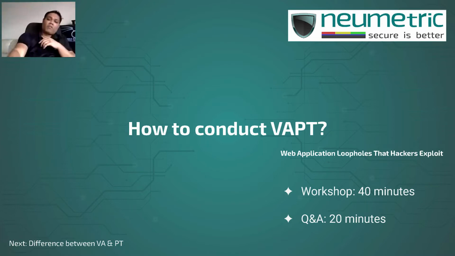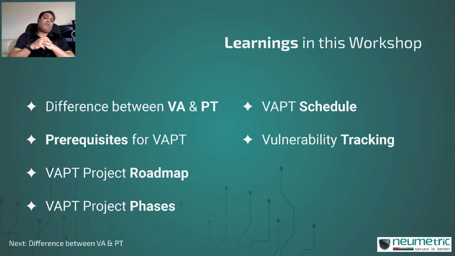So let's get on to, first of all, understanding what exactly we are going to be learning in this session. First is that we learn the difference between VA and PT. VA stands for vulnerability assessment, PT stands for pen testing or penetration testing. We will also look at what exactly are the prerequisites. So even before you get a VAPT project off the ground, there are a lot of things that need to be taken care of in advance. Some of them have got legal implications, some of them have got technical needs that need to be satisfied. We will look into those in detail.